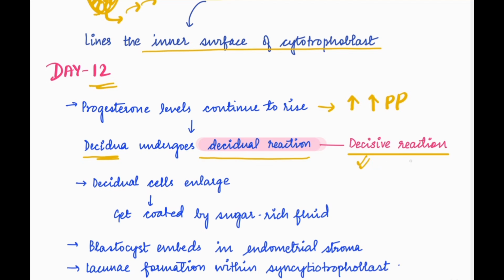This reaction is usually triggered by specific signals such as chemicals or physical cues. During embryonic development, the cells face a crossroad, the decisive point where they decide what they will become. Will they become a nerve cell, a muscle cell, or a skin cell? Okay? So, the decidual cells enlarge in size and get coated by sugar-rich fluid. And this sugar-rich fluid is very important for sustaining the embryo.